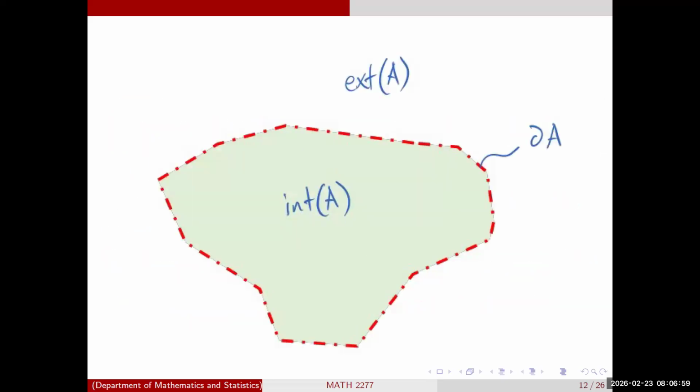And this was the picture from the last video that you should have in mind. So you have some set here. The interior, you should view as the inside. The exterior, you should view as the outside. And of course, the boundary would be this red dotted line.